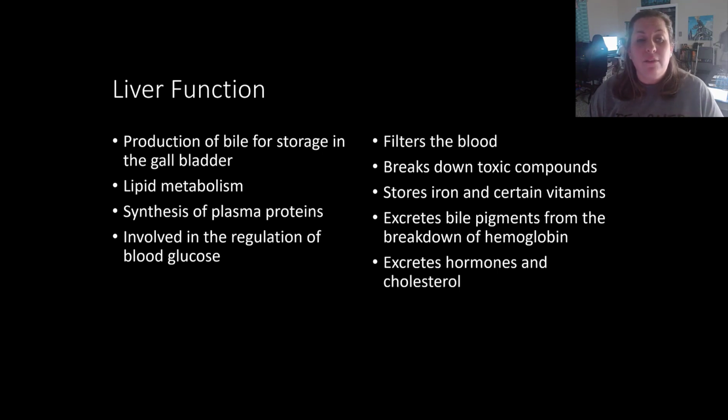We also see that the liver is involved in the regulation of your blood glucose, just like your pancreas helps with. The liver is going to work to help regulate that. It filters the blood as a form of protection. Doing so, it's going to break down any toxic compounds that it comes in contact with. It's going to store iron and certain vitamins for a later date, especially if you have enough of it or if you need some storage of that.